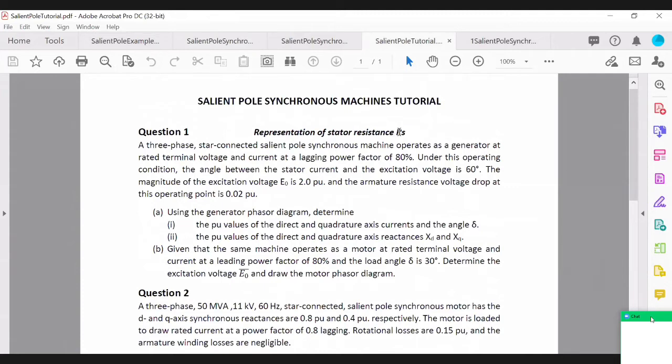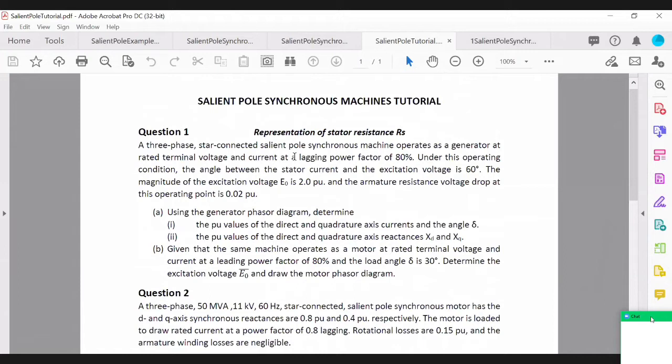stator resistance represented. So you will see that in this question, the data that will be provided is slightly different because now we have to work out the armature resistance voltage drop. That's the drop across your synchronous resistance, or armature resistance. So they've provided you with the power factor of the machine. It's operating as a generator at rated terminal voltage and current.